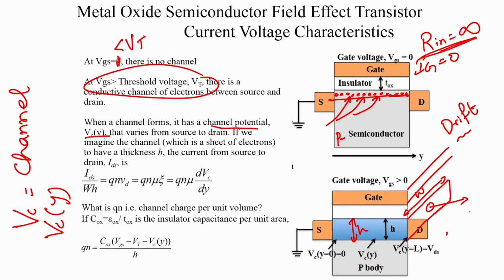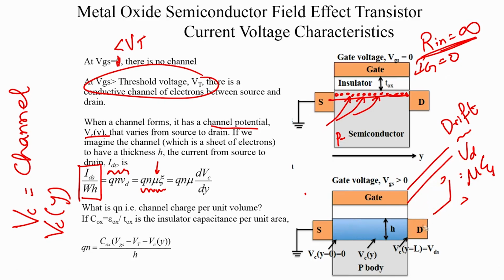So, what is the total current? The total current, which is your IDS, is basically this current density into the area of cross section, and what is the area of cross section? It is basically W into h, where W is the channel width and h is the thickness of this electron sheet, okay. So, we can write this little equation down, which is IDS by Wh is the current density, and that is equal to Qn into the drift velocity. But what is drift velocity? The drift velocity is nothing but the mobility times the electric field. So, we can rewrite that equation as Qn mu into the electric field, where mu is the mobility of the electrons. And furthermore, what is the electric field?